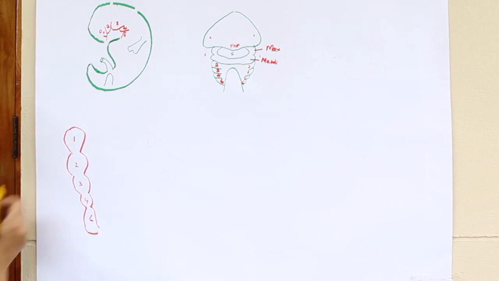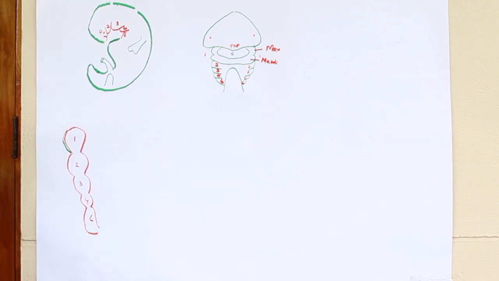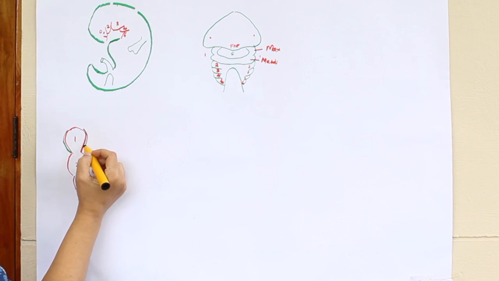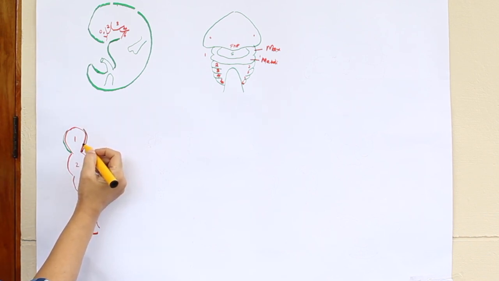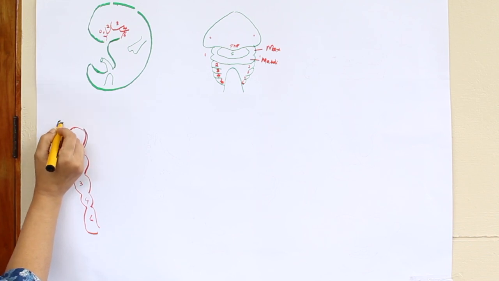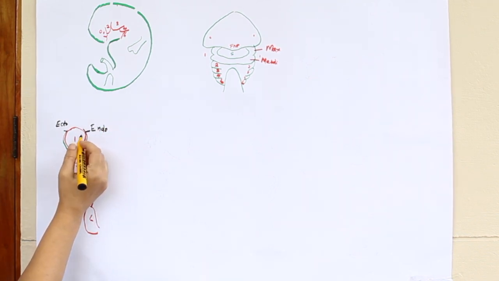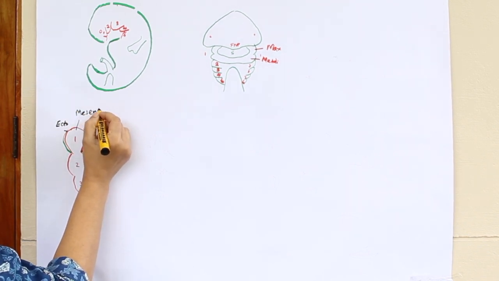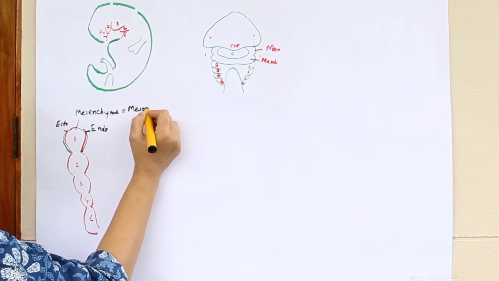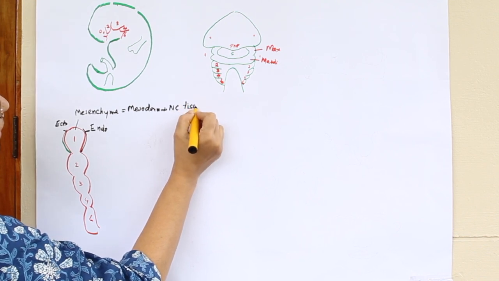On the outer side, there is the ectoderm, the outer covering, and on the inner side is the endoderm. And in between, there is the mesenchyme. Mesenchyme means what? It is the mesoderm plus neural crest tissue.